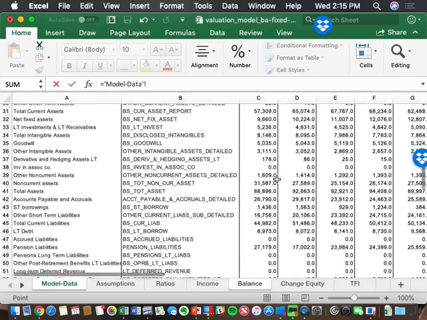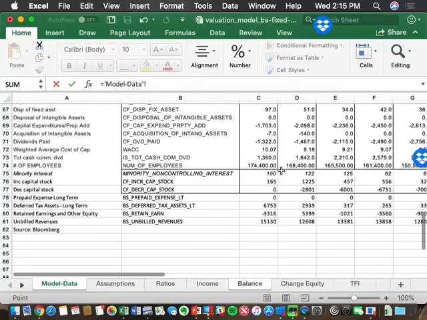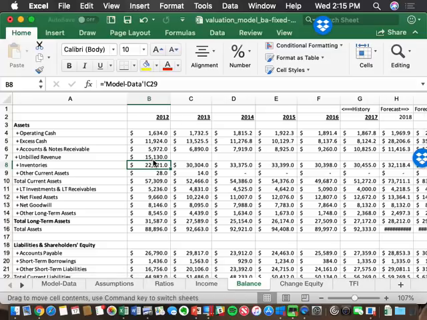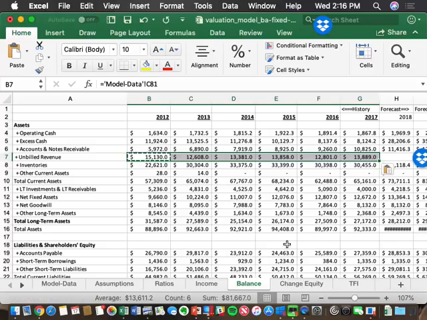2012 is column C, 81. And I'll just copy this across through 2017, and that would have been our historical unbilled revenue.